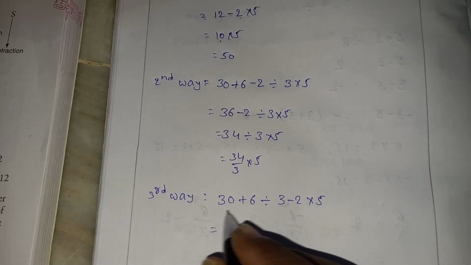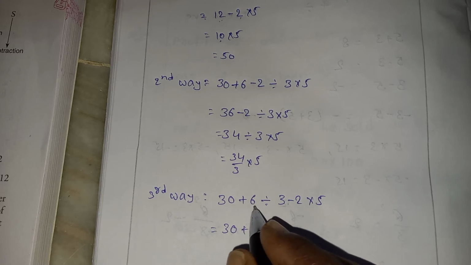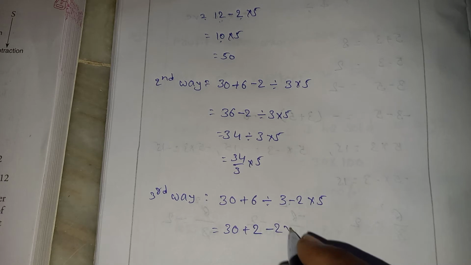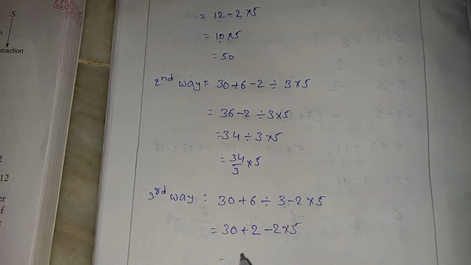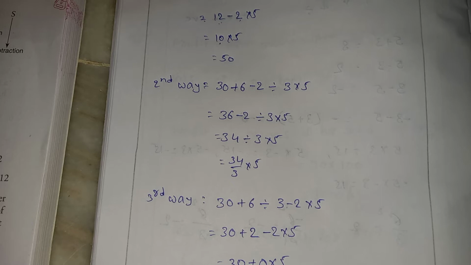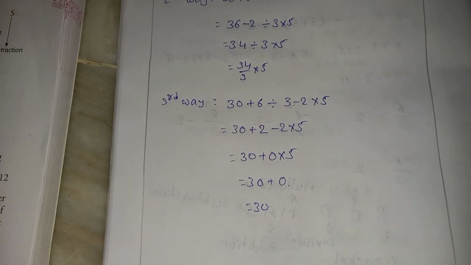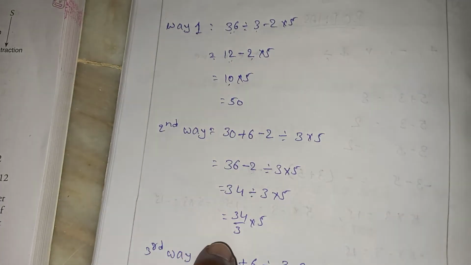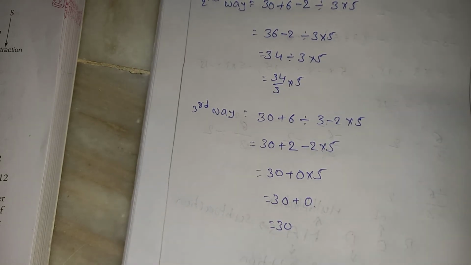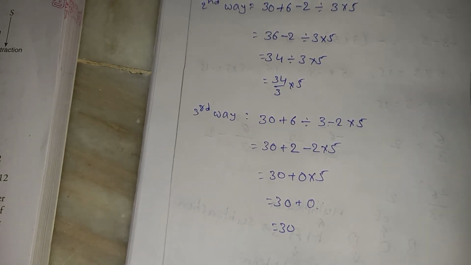Now I will do division here. 30 plus 6 divided by 3, 2 minus 2 into 5. Okay. 30 plus 2 minus 2, 0 into 5. 30 plus 0 into 5, 0. Answer is 30. So, every time we are getting different answers, and we don't even know which is correct. Right or not?